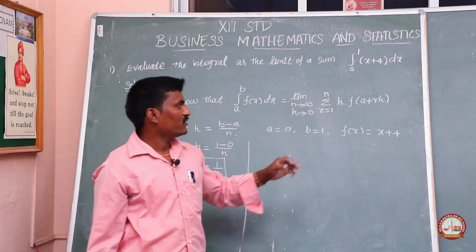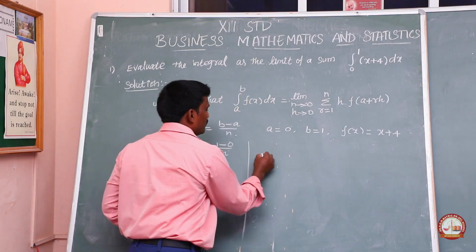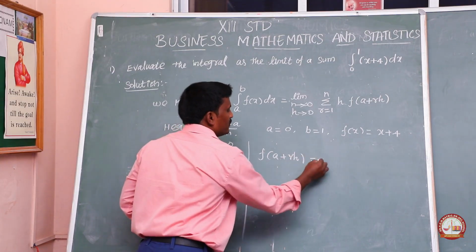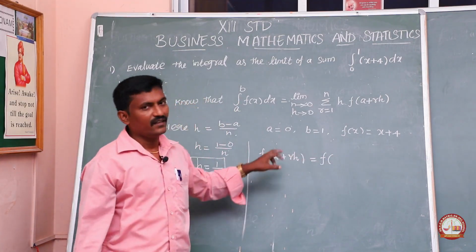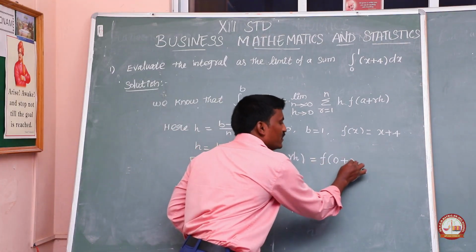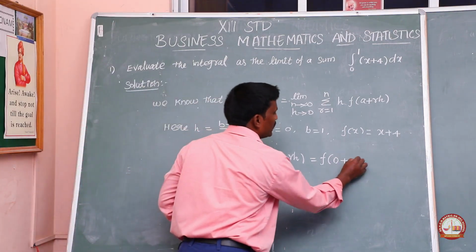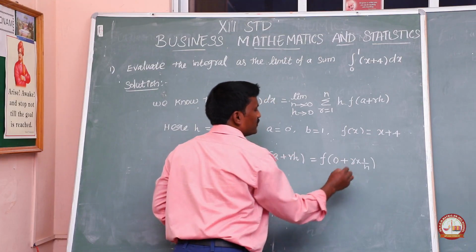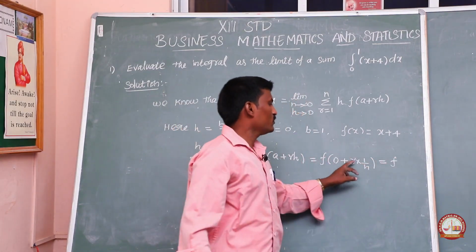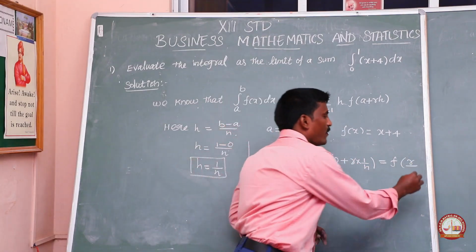Next, to find the value of f of a plus r h. Here a equal to 0, so 0 plus r into h. Here h equal to 1 by n, therefore into 1 by n. Equal to, simplify that, f of 1 into r, r by n.